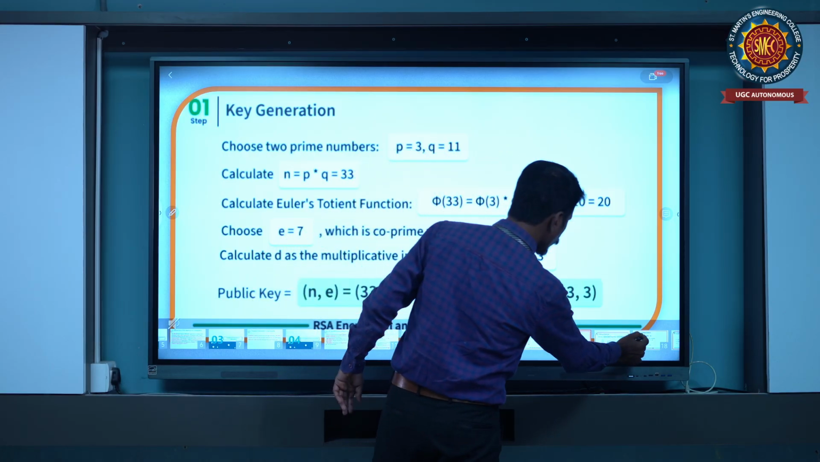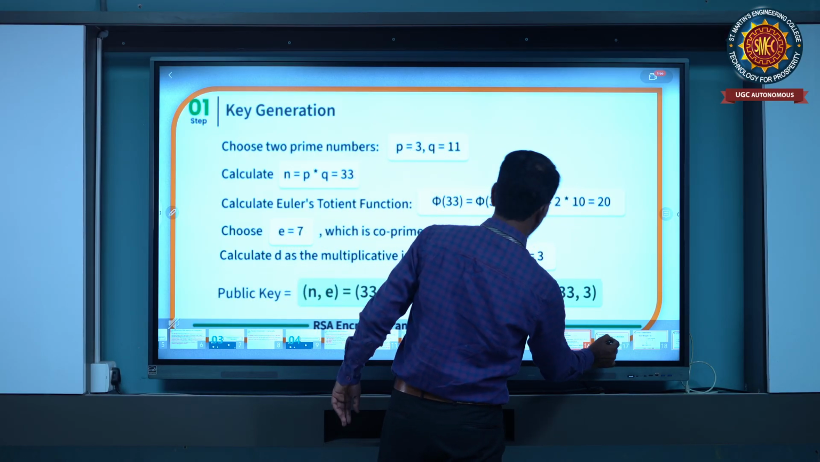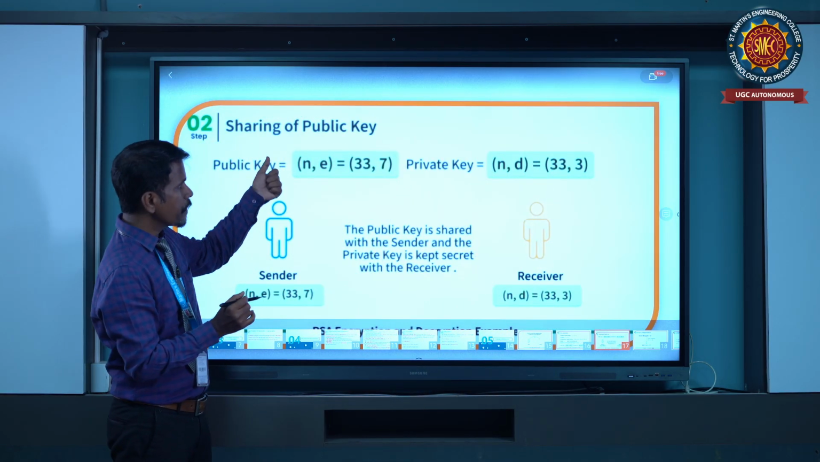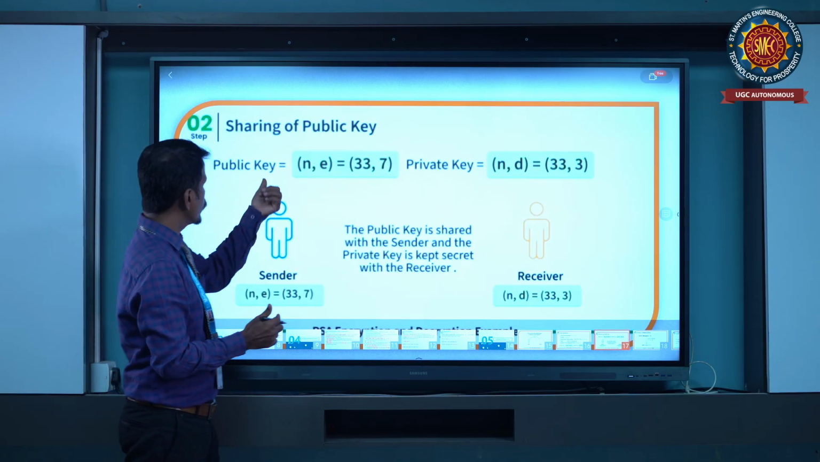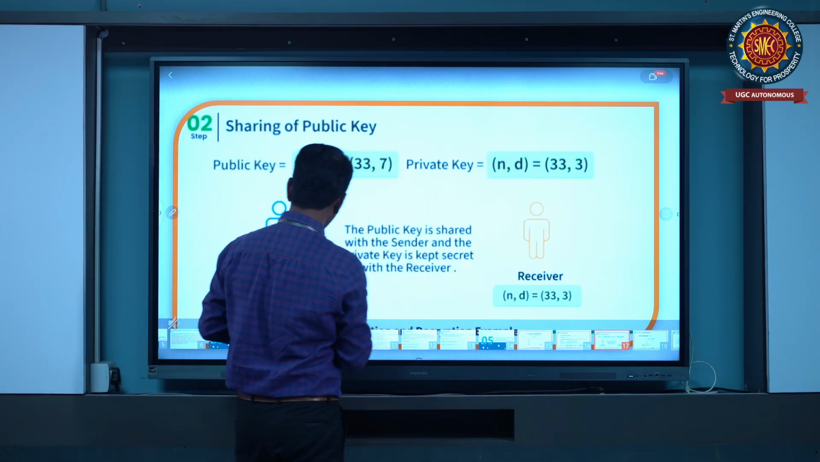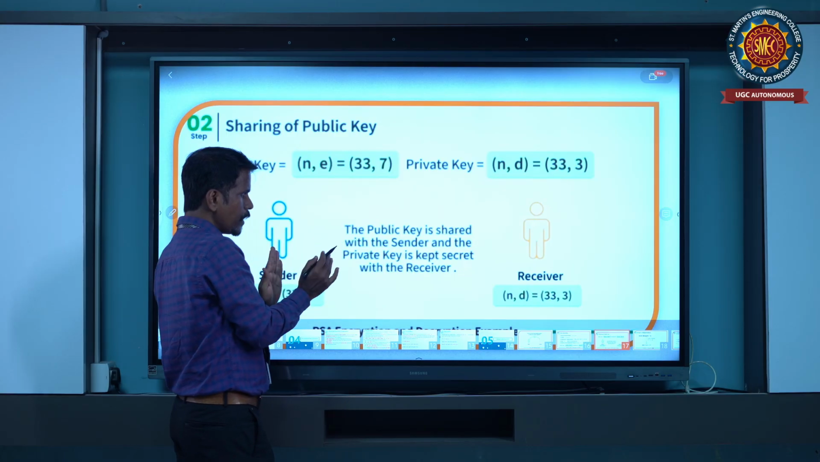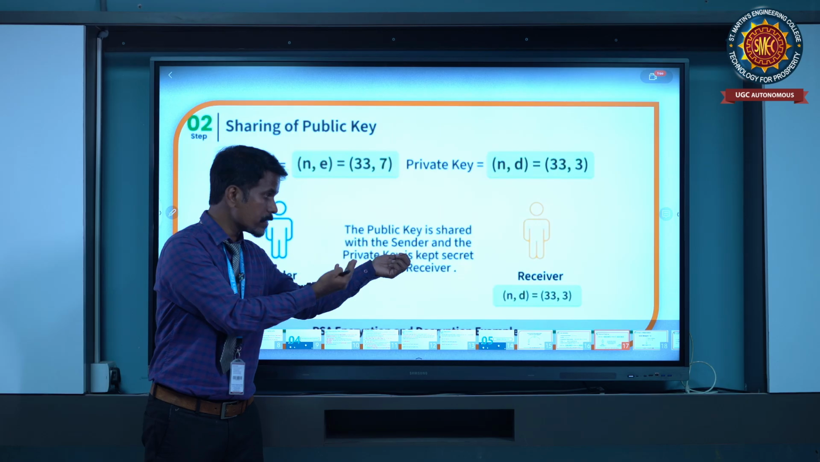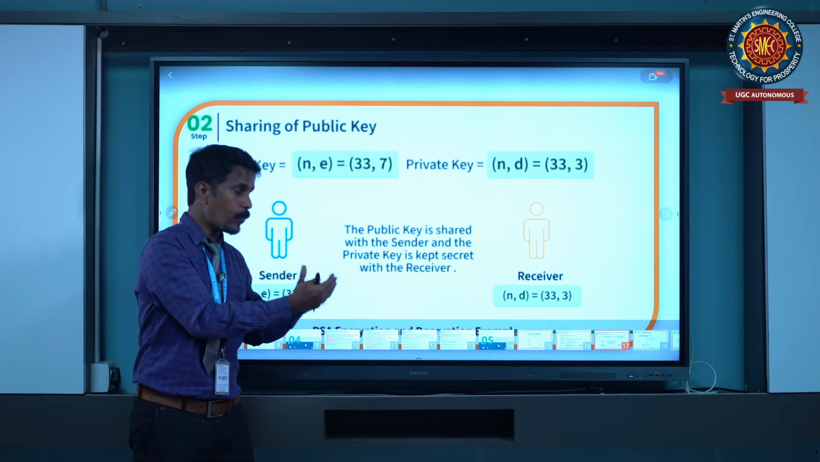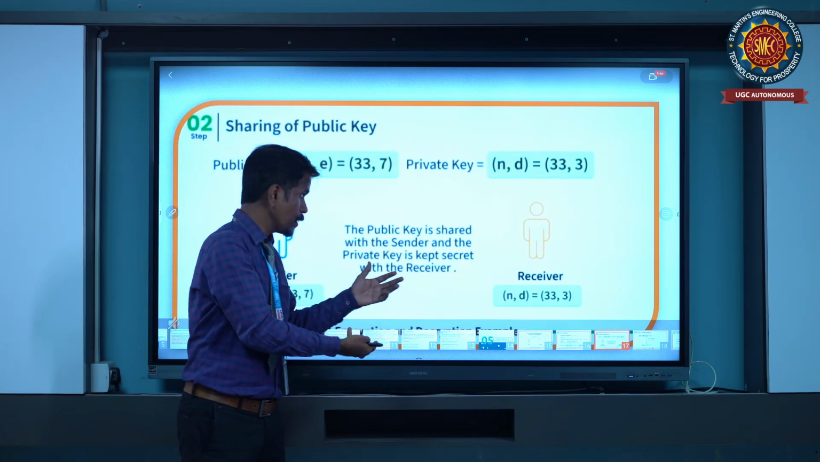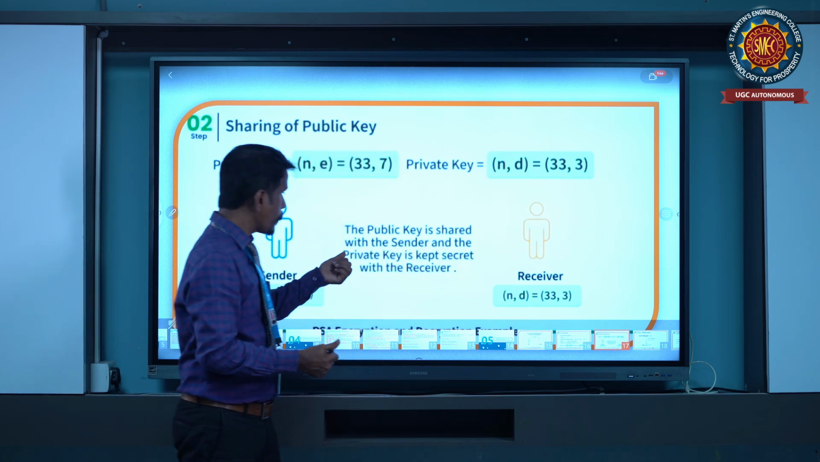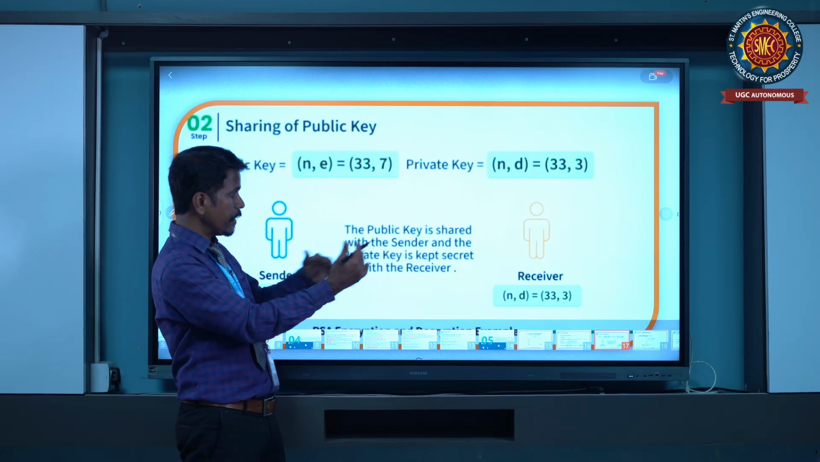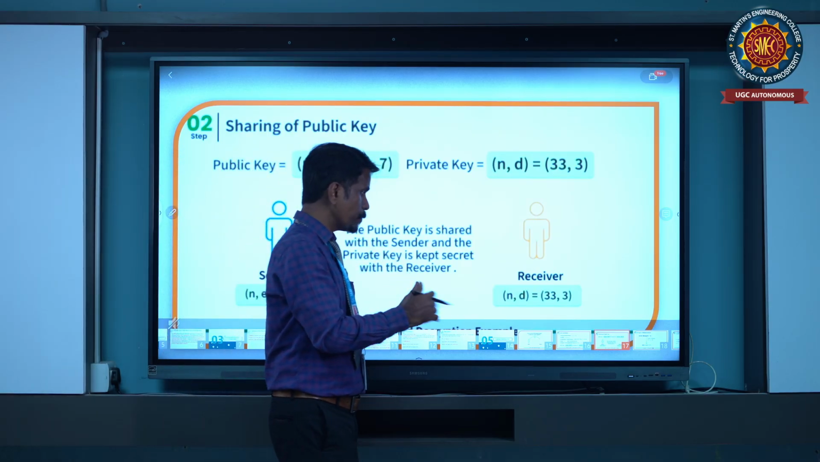Next, sharing the public key. How do you share the public key? The public key and private key are here. We want to share the public key, so the public key is shared with the sender. Why do we need to share it with the sender? Because using the public key we can encrypt the message, and the private key is kept secret with the receiver. Using it, finally the receiver can decrypt the information.